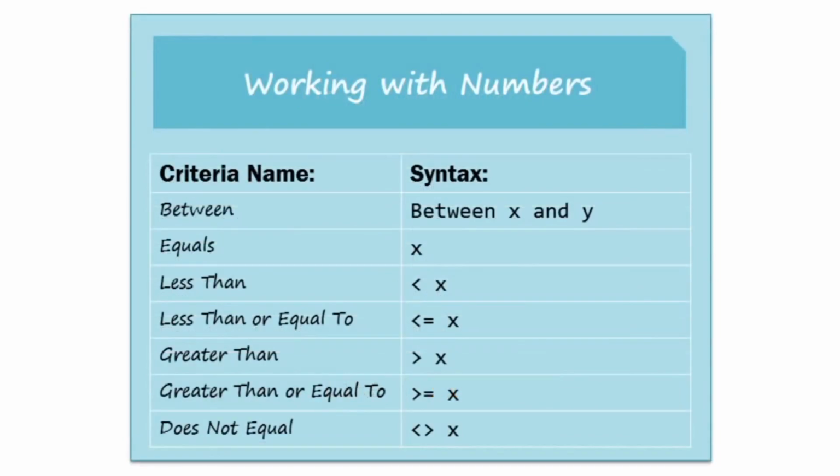And finally, when you're working with numbers, you can use symbols such as greater than and less than to test the values, and you can also look for numbers that are between two values. So those are some of the most common syntaxes that you can use, and you might not use all of these, but depending on what type of information you have in your database, you can probably find at least 2 or 3 that will be useful to you.